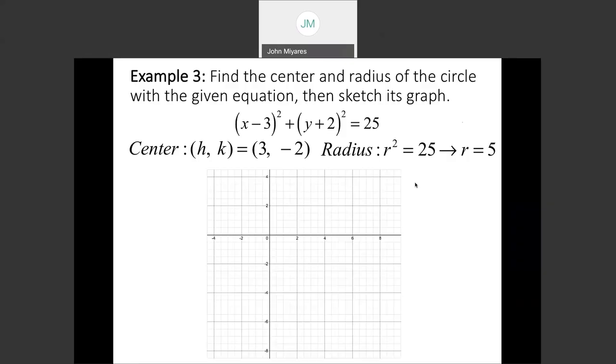We're also asked to sketch this graph, so I'm going to show this out step by step again. First, we must plot the center point at the coordinates 3, -2. From there, I'm going to plot 4 key points. First, I'm going to go right 5 and left 5 to get the points 8, -2 and -2, -2. Then I will go up 5 and down 5 from the center point to get the points 3, 3 and 3, -7. From there, I will draw my circle through those key points.